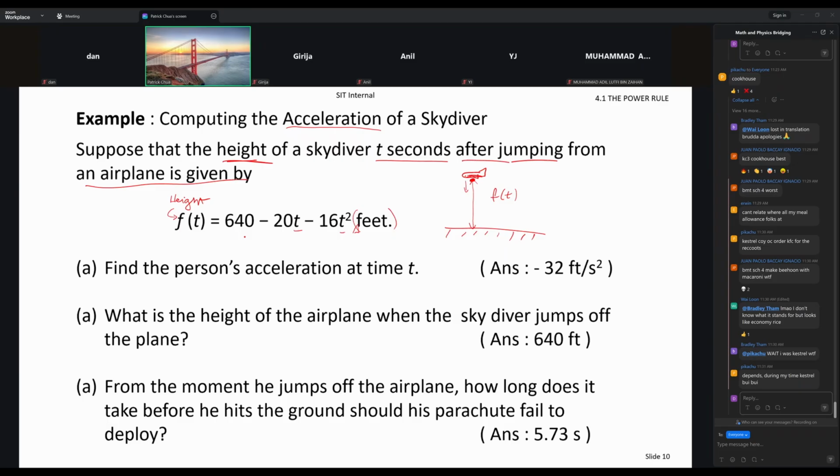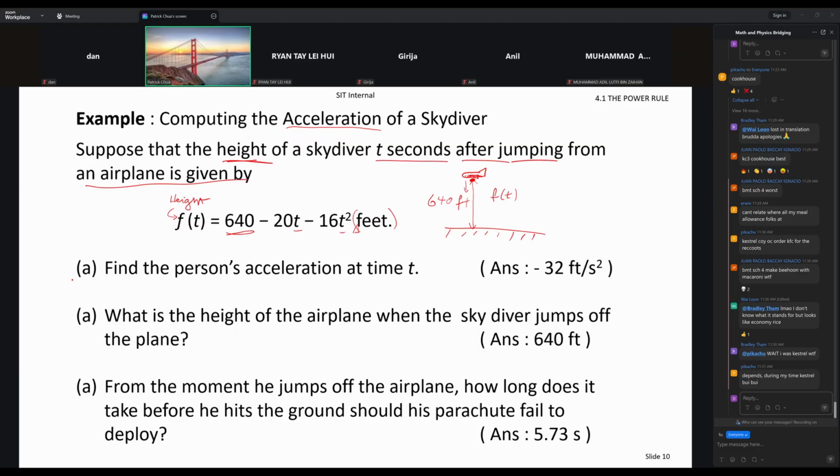So what is the original height that he jumps from? This height is 640 feet, because when he starts, the time is 0. When t is 0, that gives you the original height that he jumps from, and that is 640. At starting time, t equal to 0, then you jump, then t equal to 1, t equal to 2, t equal to 3, and the height gets less and less.